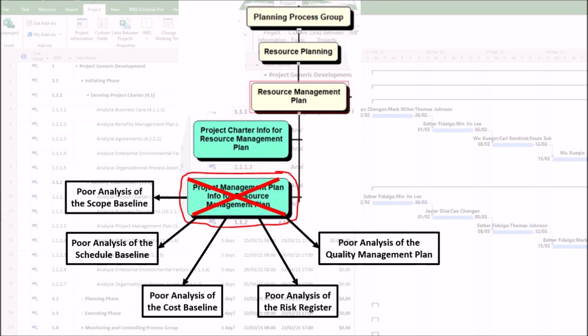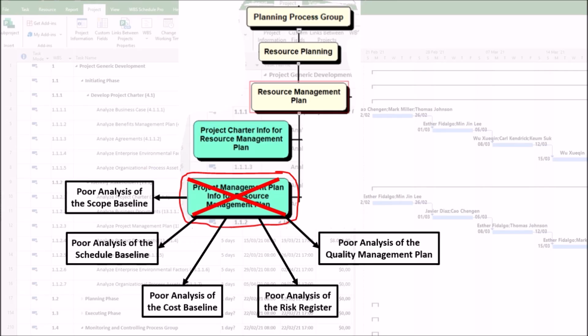5. Poor analysis of the quality management plan. Because quality standards define the level of expertise required, resources without the necessary skills can result in, first, skills gaps. If the project requires formal testing and validation, such as ISO standards, but you allocate resources to a team with experience only in quick, informal projects, quality goals will not be met and rework will be extensive.